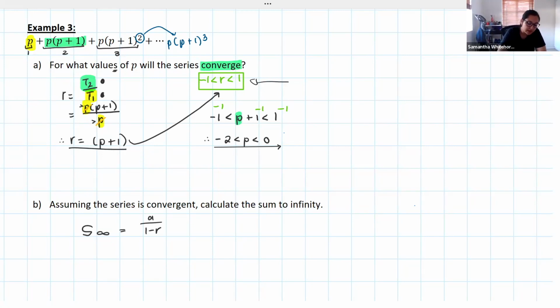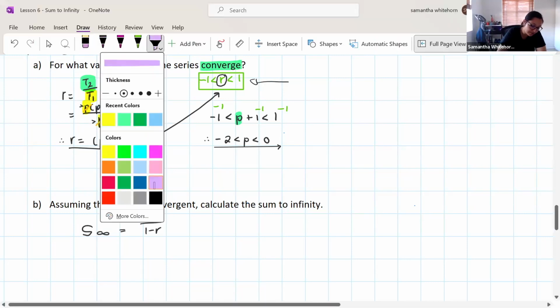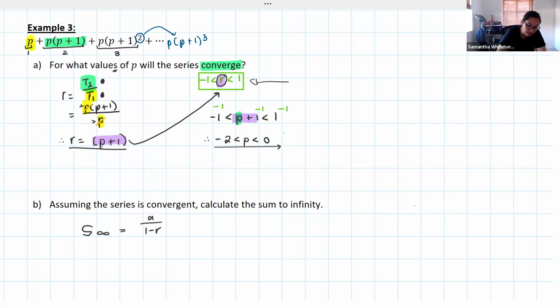Now that I know that, I can substitute it in place of r. And so I've got -1 is less than p plus 1, which is less than 1. I quite literally take the r value that I've just worked out, p plus 1, and I put it in the middle of that inequality. And then I solve the inequality. So I would have to subtract that 1 because I don't want the plus 1 in the middle. I just want p left in the middle. But I would need to subtract 1 on both sides of the inequality. And so -1 minus 1 is -2. 1 minus 1 is 0. And so now I get this range of my p values.